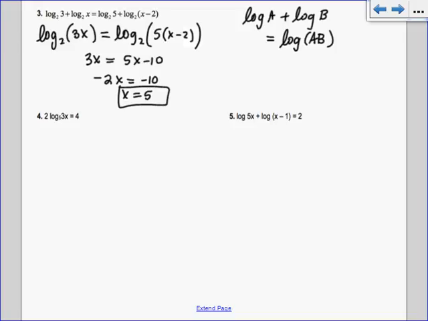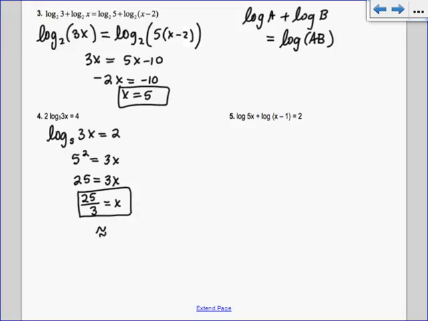All right, so the next one, we're going to divide by 2. So I have log base 5 of 3x equals 2. And I'm going to switch forms. So I have 5 squared equals 3x. So I get 25 equals 3x. So 25 over 3 is equal to x. Yep, so if you want a decimal, 8.3 repeating.